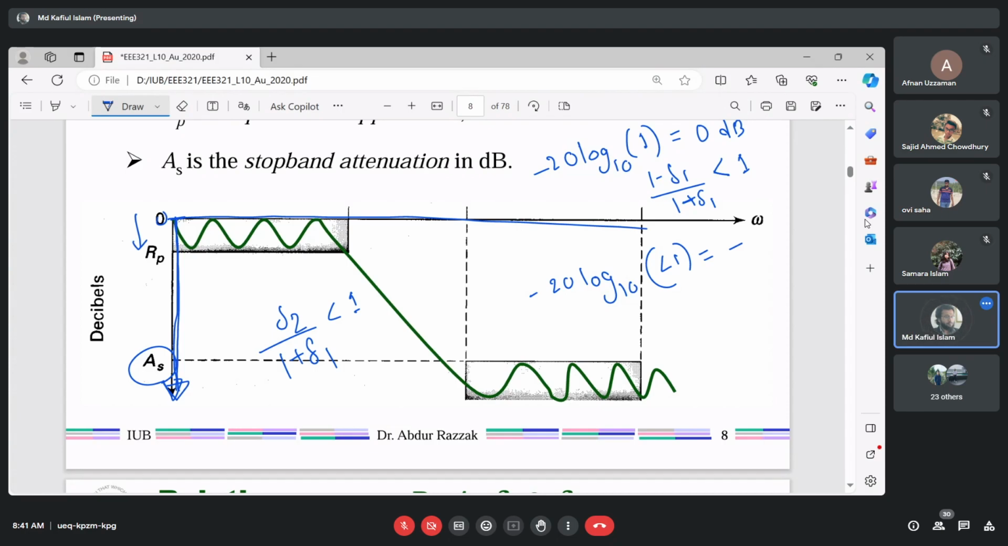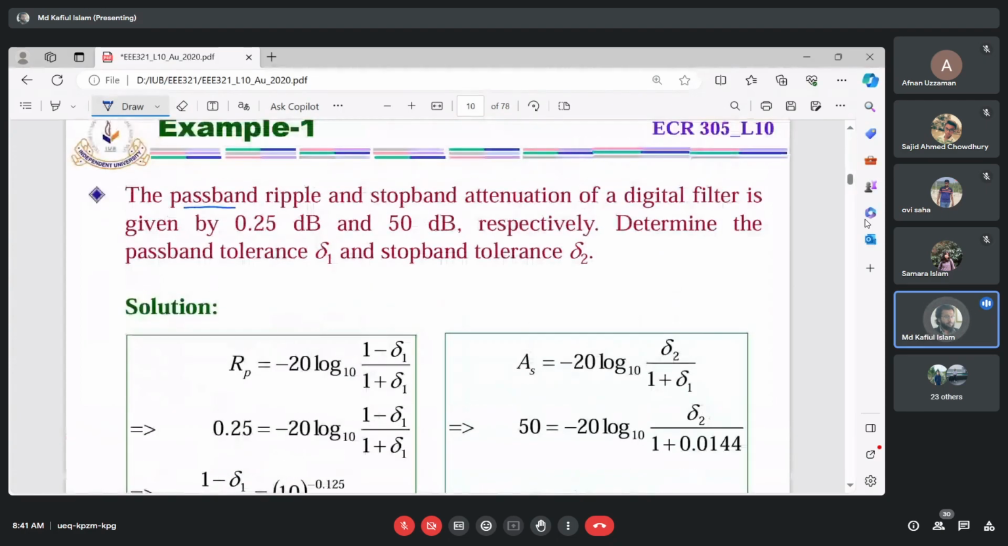All right. So see an example here. The passband ripple and stop band attenuation of a digital filter are given as 0.25 dB and 50 dB. So what is given?